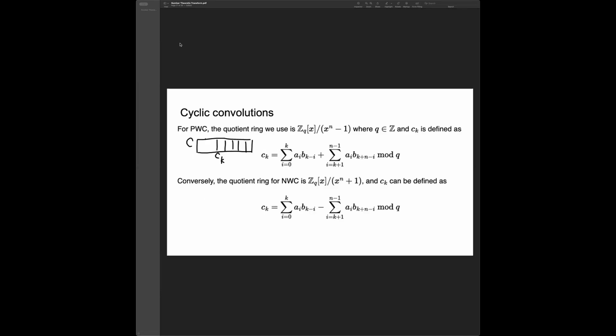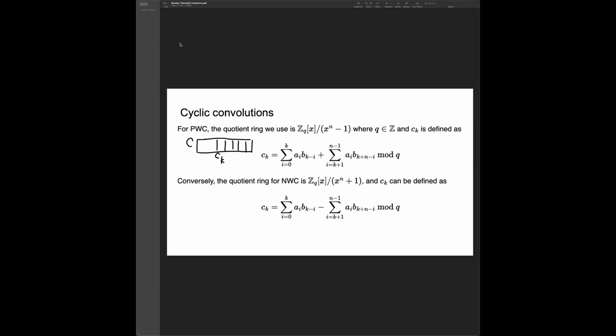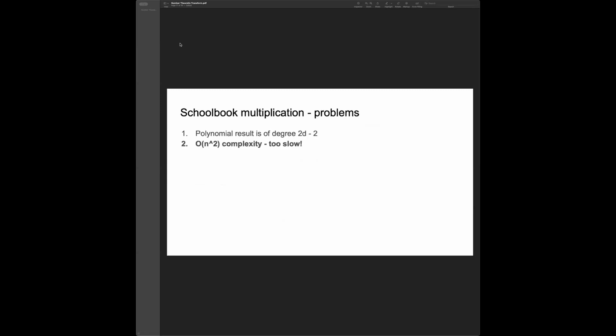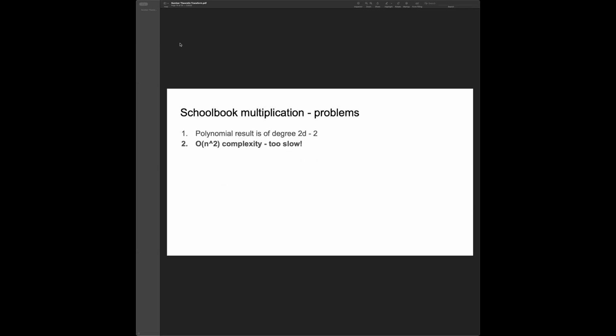So if we use cyclic convolutions, we solve the problem of the polynomial result being of too big a degree because we keep it bounded within degree n in this case. But we still have another problem in that doing it this way, we still have O(n) squared complexity.